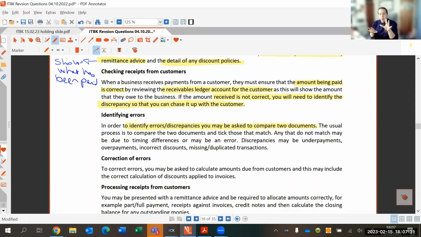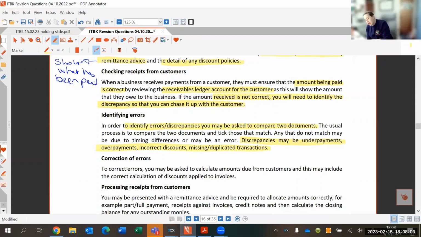So it's very much being methodical, checking things through. You can have underpayments where they've not paid enough, overpayments where they've paid too much, and incorrect discounts, like we talked about before, where they've taken a prompt payment discount when they shouldn't have. It also might be that there's a transaction missing or duplicated, which has led to this overpayment or underpayment.